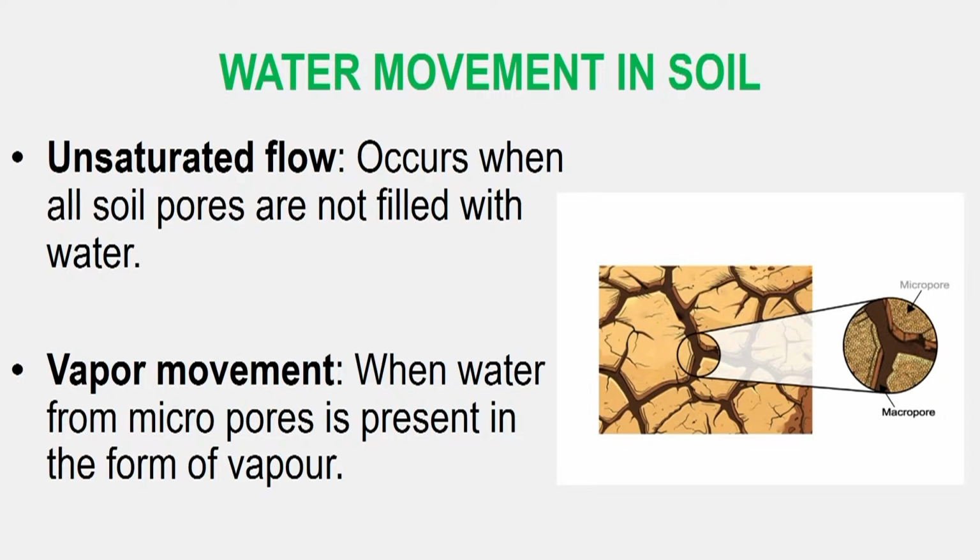Then comes the vapor movement. Here this vapor movement happens when the soil is extremely dry, and in soil pore spaces the water is present in the form of water vapor. And in case of vapor movement, the water vapor moves due to the difference in vapor pressure.